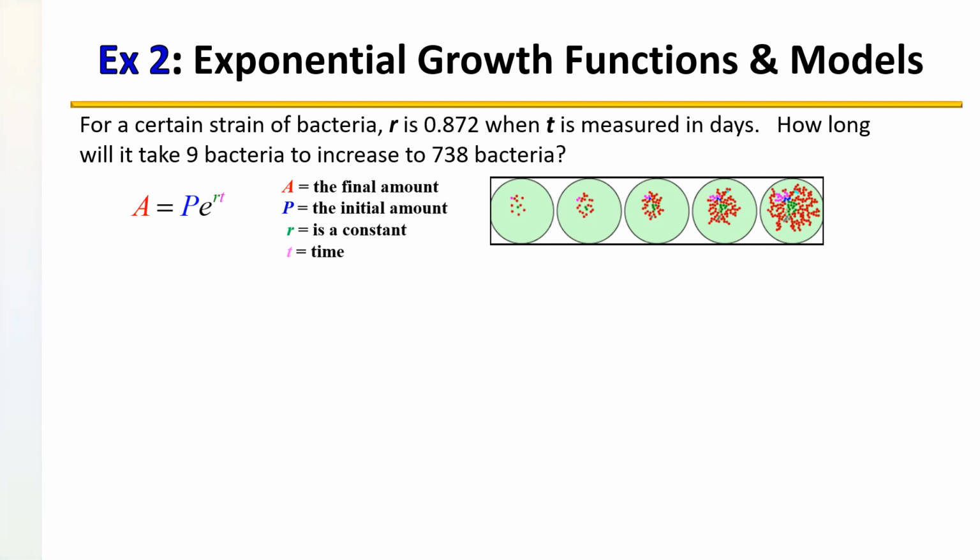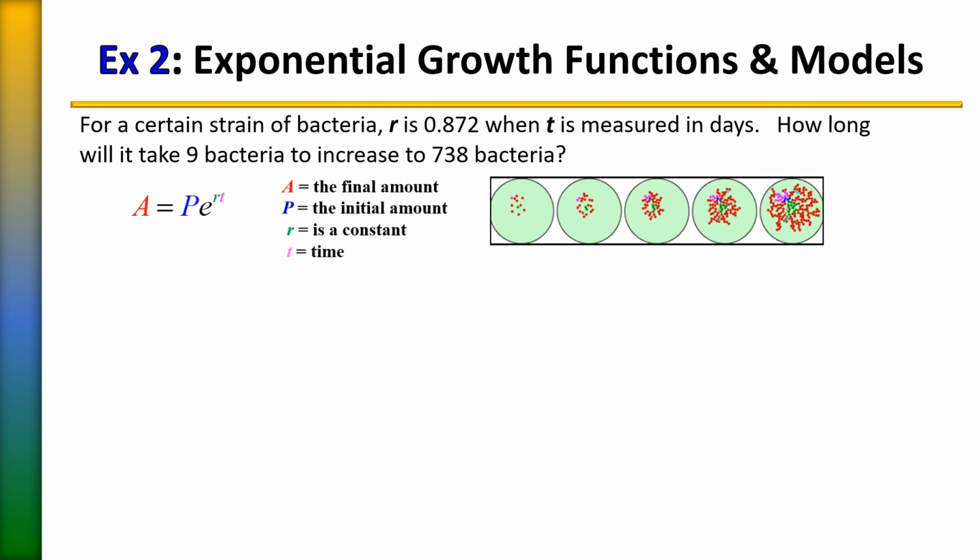In this example, it says for a certain strain of bacteria, r is 0.872 when t is measured in days. So how long will it take for 9 bacteria to increase to 738 bacteria? All right, so notice our rate here, our constant, it is a positive number. Whenever the rate is greater than 0, it models a growth.